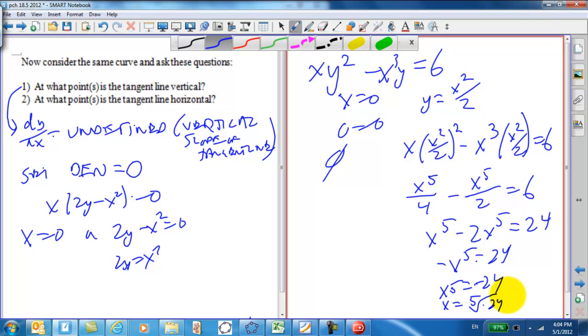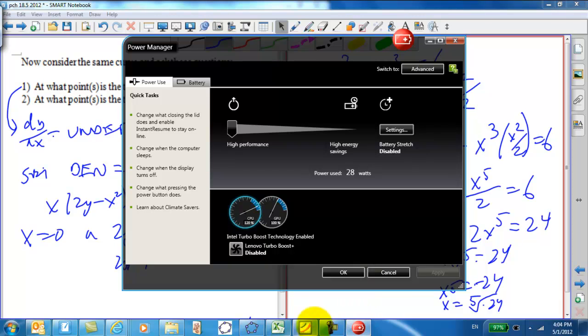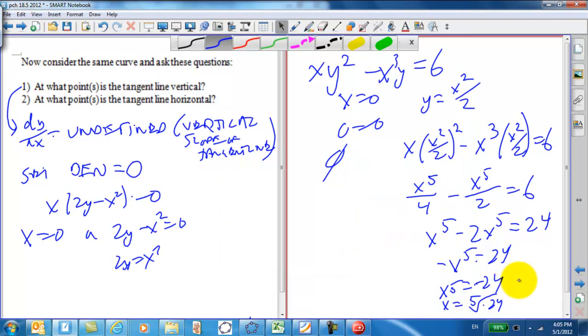And let's see what the calculator comes up with. And this ends up being approximately negative 1.89, where we have a vertical tangent line.